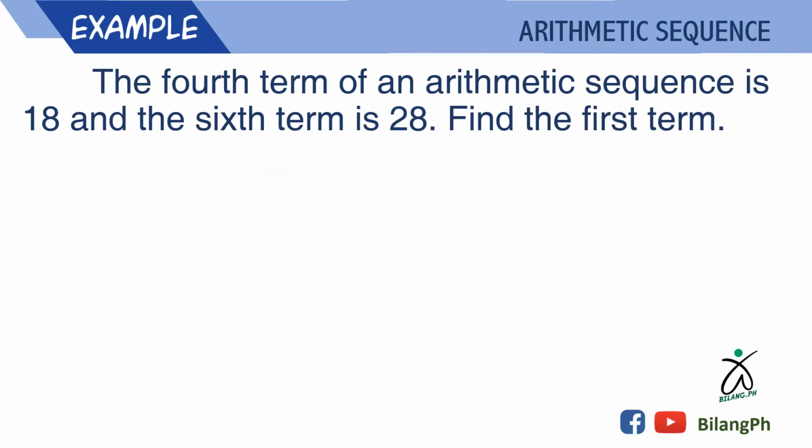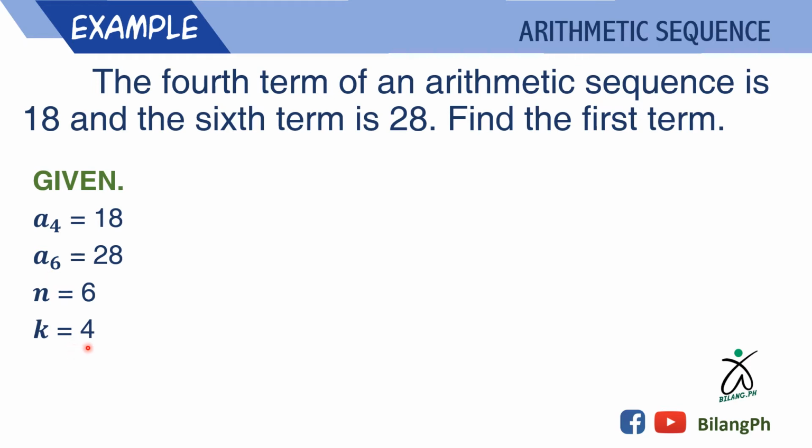For example, the fourth term of an arithmetic sequence is 18 and the sixth term is 28. Find the first term. Ano ang mga given? Ang A sub 4 is 18 at ang A sub 6 is 28. N should be greater than K. So, N equals 6 and K equals 4.